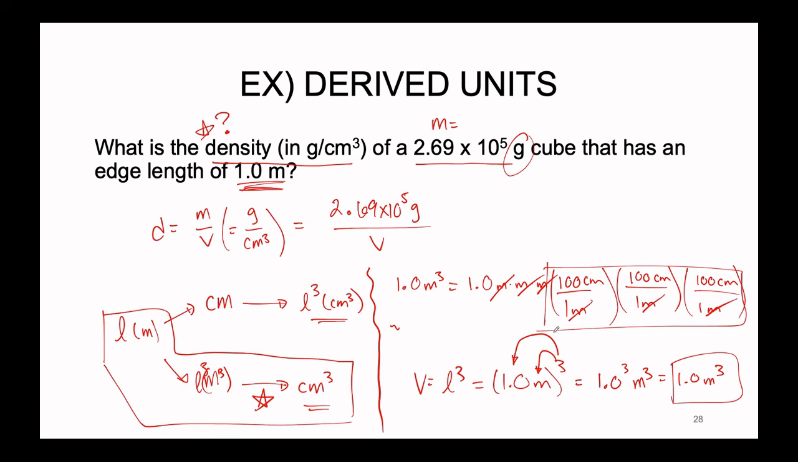So we have to convert each of those meters in turn, and what this is going to give us then is a volume that is present in centimeters cubed. So numerically, we're going to take 1 times 100 times 100 times 100. What this gives us is a volume that is 1 million centimeters cubed, or 10 to the 6th. So I'm going to include that now in my calculation for density up on top here: 2.69 times 10 to the 5th grams, all divided by 10 to the 6th centimeters cubed.